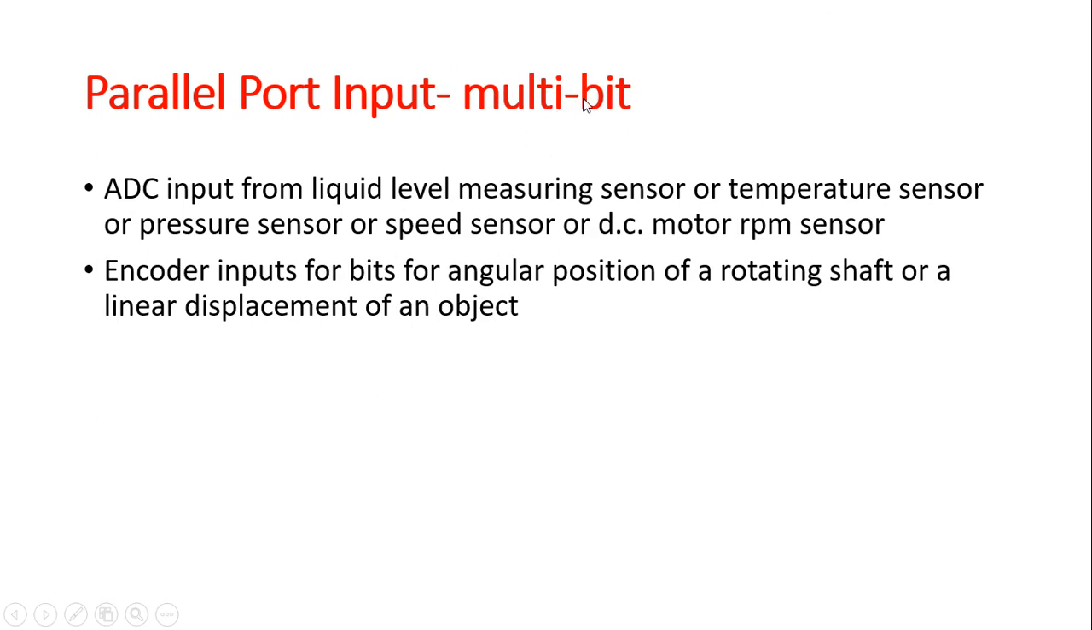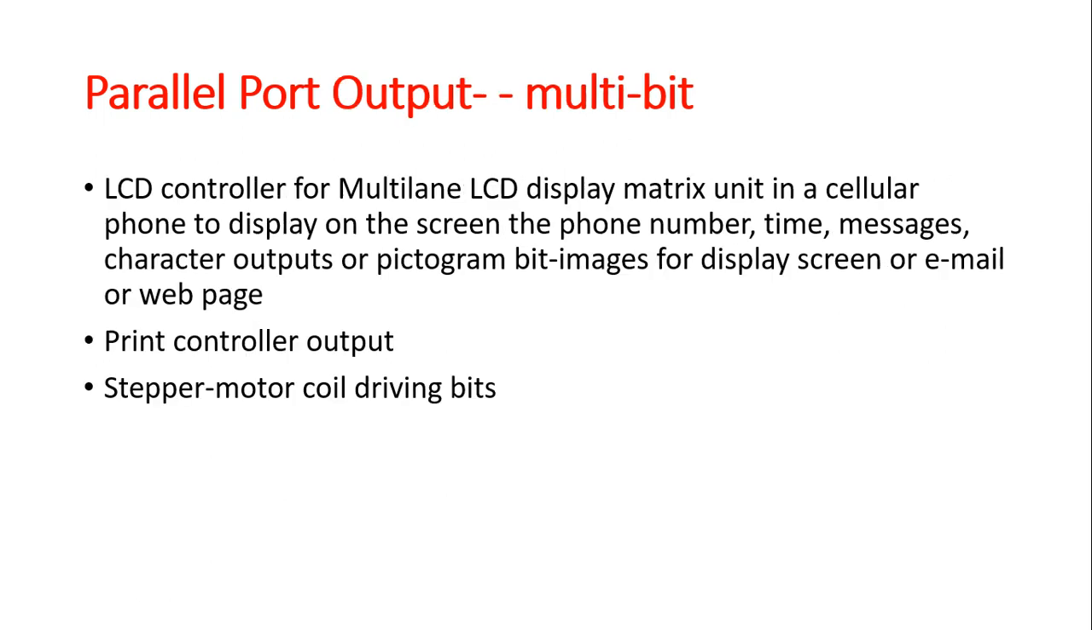The parallel port multi-bit input. The ADC input from the liquid level measuring sensor, or a temperature sensor, or the pressure sensor, or the speed sensor, or a DC motor RPM sensor. Encoder inputs for the bits for the angular position of the rotating shaft or the linear displacement of an object. The parallel port output multi-bit.